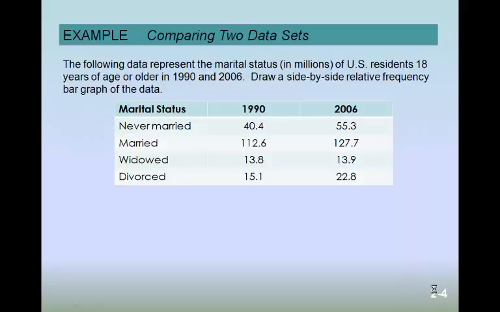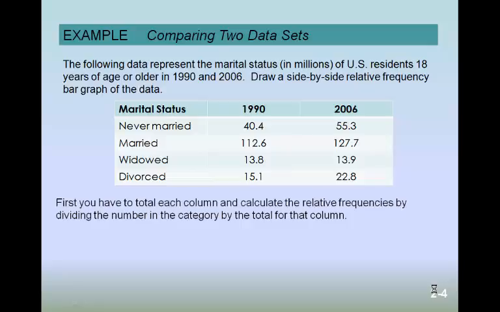This next example is comparing two sets of data. The following data represent the marital status in millions of U.S. residents 18 years of age or older in 1990 and 2006. This time we want to draw a side-by-side relative frequency bar graph of the data.